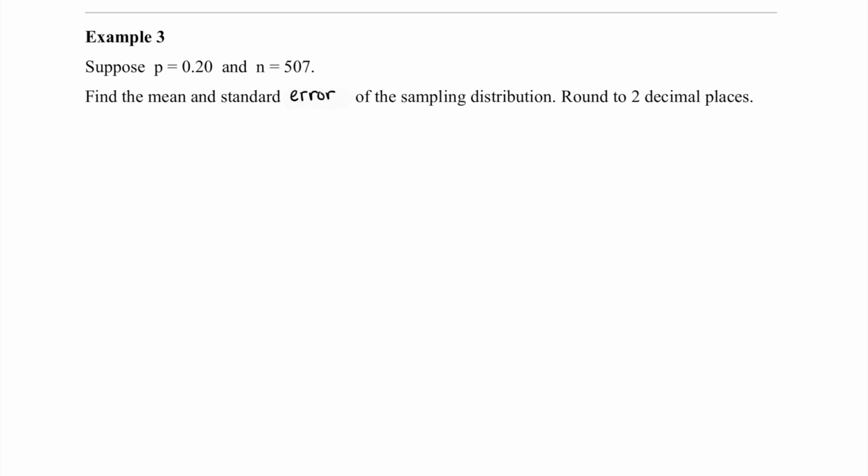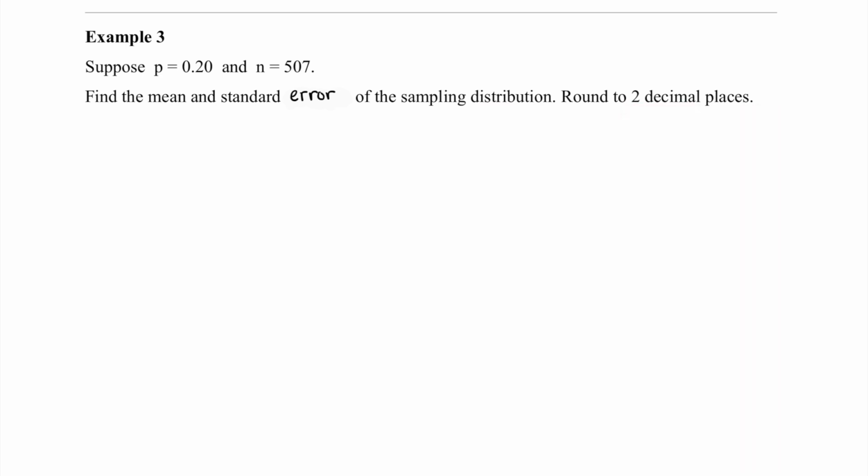Let's work through example 3. Suppose the population proportion is 0.20 and the sample size is 507. We want to find the mean and the standard error of the sampling distribution. Round to 2 decimal places.